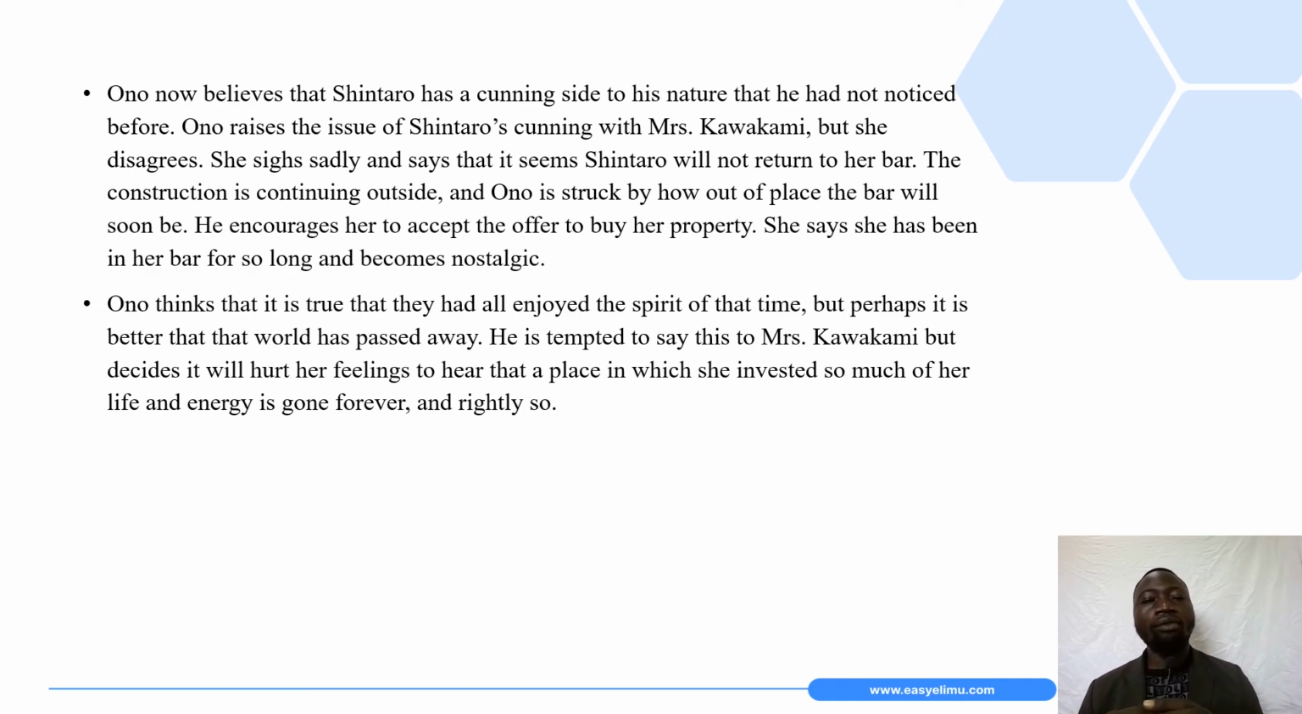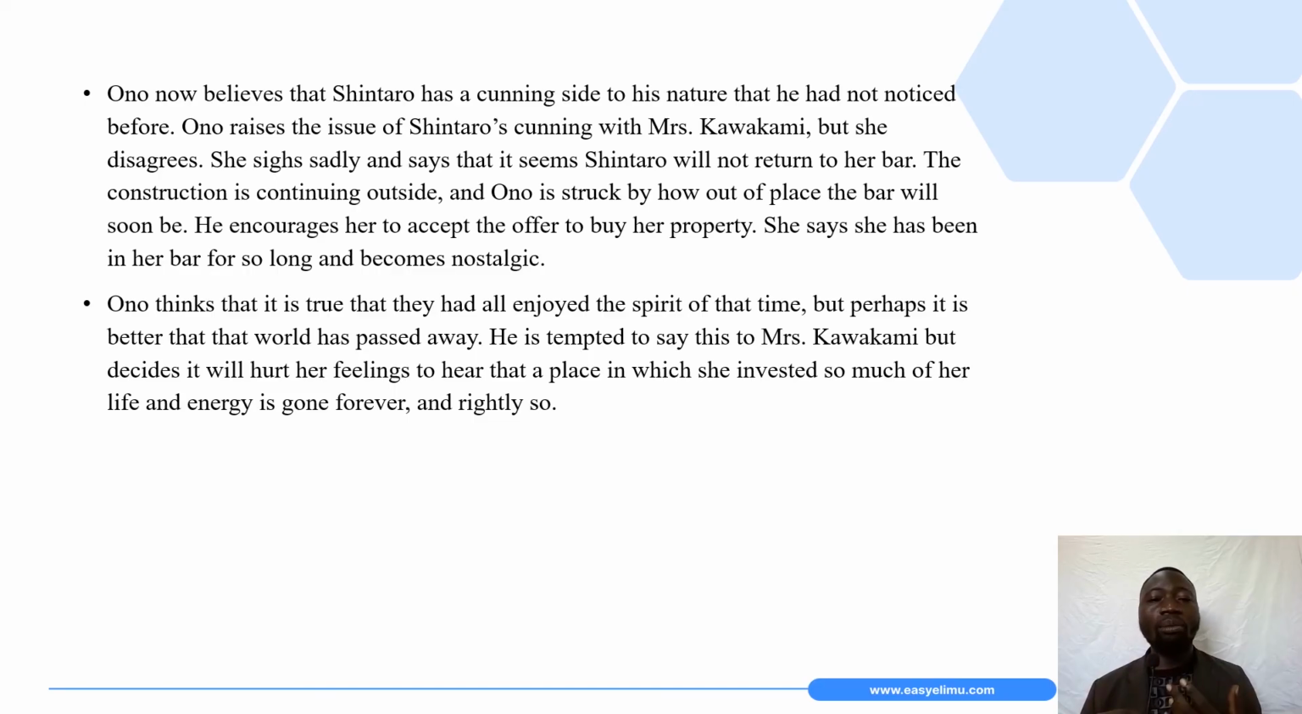So the construction is continuing outside in the meantime, and Ono is struck by how out of place the bar will soon be. That is with the recent constructions and renovations that are ongoing. So another thing is that Ono encourages Mrs. Kawakami to accept the offer to sell the property.